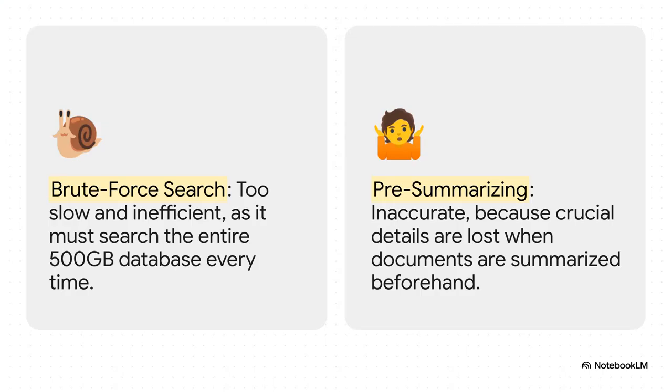Okay, so your first thought might be, let's just do a brute force search. But think about it. Making the AI read 500 gigs of data every single time you ask a question? Way too slow. So what about the other idea? Let's just pre-summarize everything. The problem there is you lose all the crucial details, and the AI's answers end up being vague, maybe even wrong. We need something that's both fast and precise.